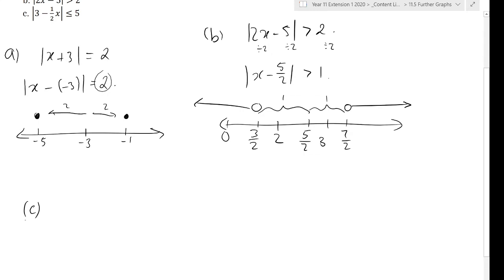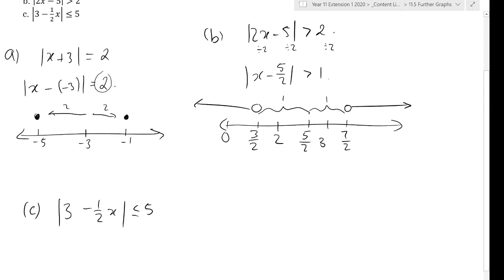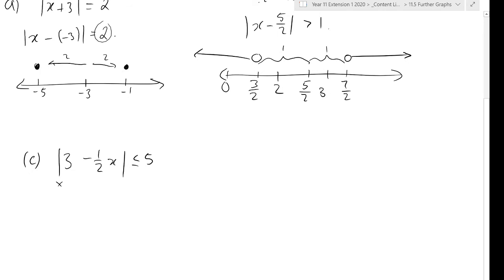Now C, very similar. Absolute value of 3 minus a half x less than or equal to 5. Now, when we do this one, looking at this one, we don't need to divide anything. In fact, we're going to times everything by a half. So times by a half, times by a half, times by a half. Well, not times. Sorry. We're going to divide everything by a half, which is the same as dividing it by 2.